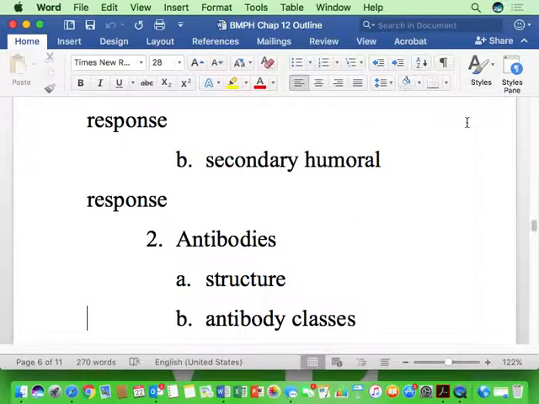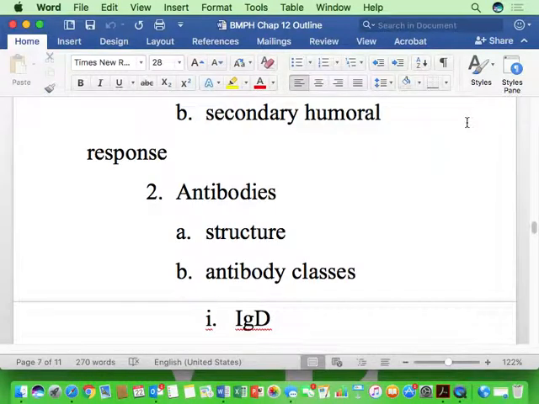All right, so let's take a look at the antibody classes. And there are 5 major classes of antibodies. So we will start with IgD. Ig stands for immunoglobulin.